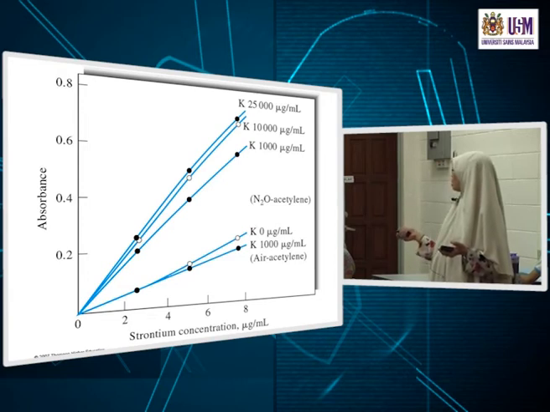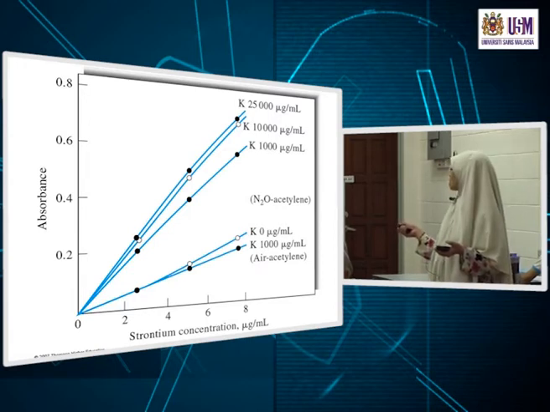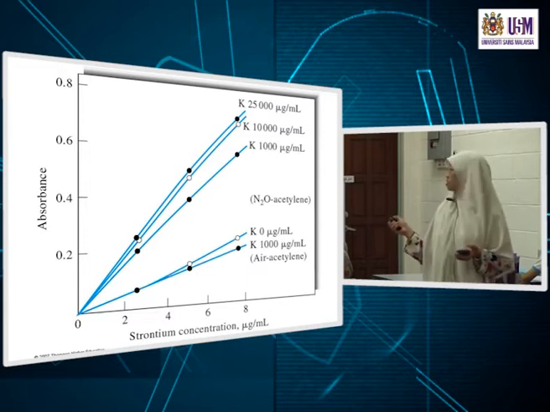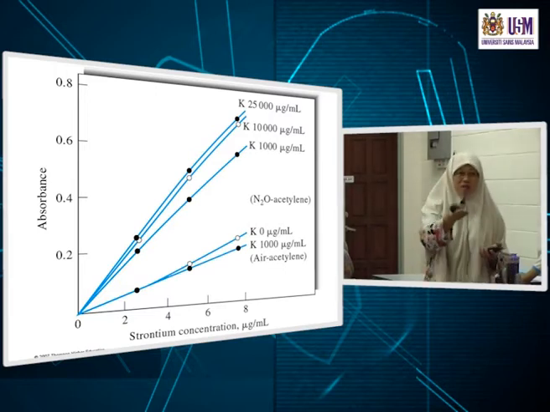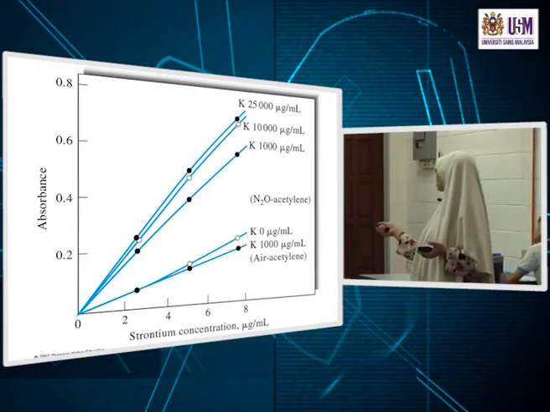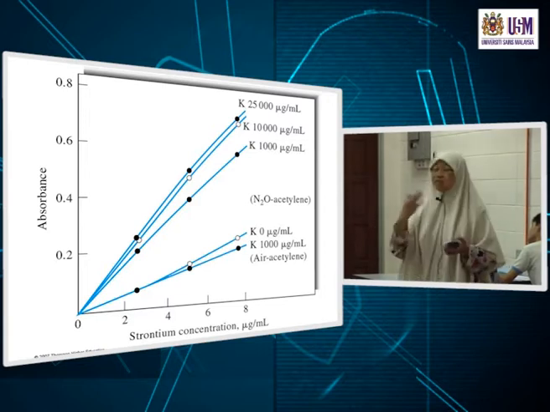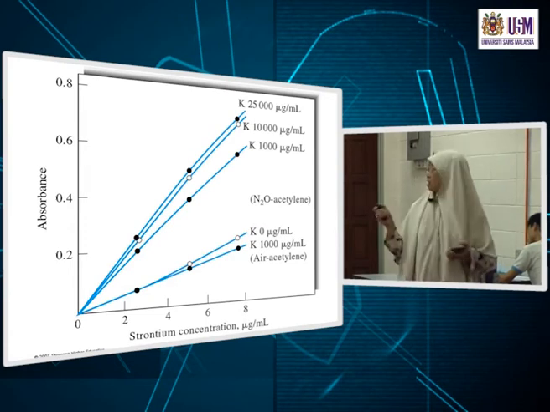25,000 potassium, okay. Which concentration? Just take one. Okay, this one. This black dot. The absorbance is higher than the 10,000, but not very much. Take a more drastic one. Which one? 1,000, but all contain potassium. What else? Go one step further. Yes, the more ionization suppressor you put in, the higher the absorbance. Why? 1,000 compared to 25,000. When I add more potassium, my absorbance is higher. Why? Less ionization of that strontium.